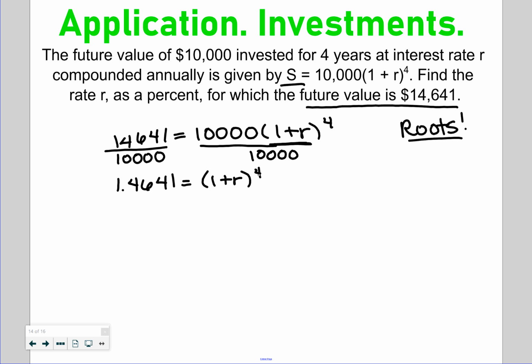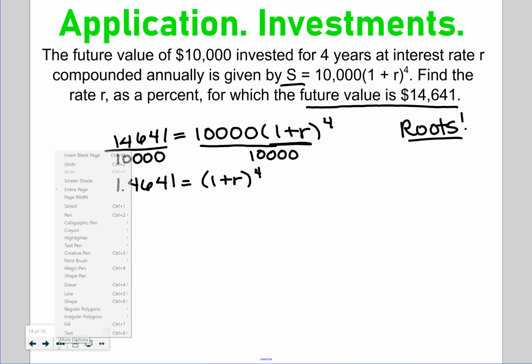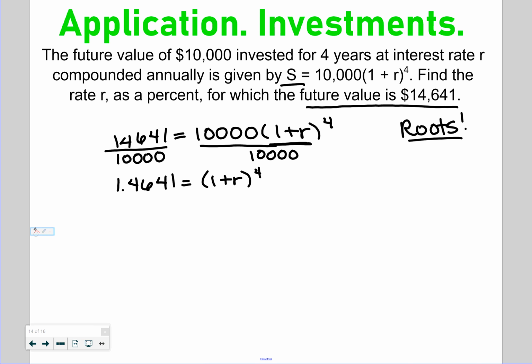Now, don't try to use exponent rules here. We cannot distribute the 4 through. That's a common mistake because we have a plus there. That only works if it's division or multiplication. So because we have the parentheses isolated and because that parentheses is to a power, we're all set here to take my root. And I'm going to use a 4th root because it's a 4th power.